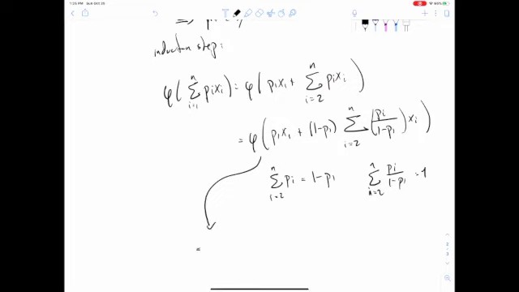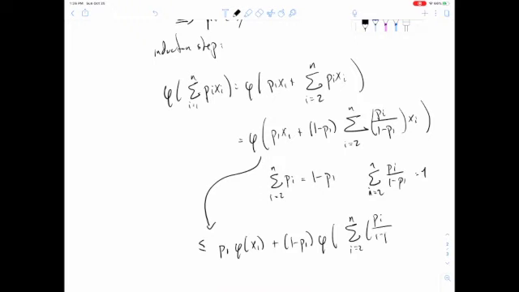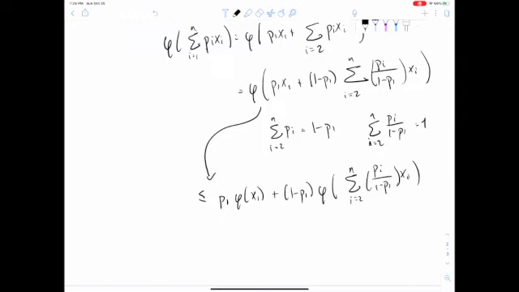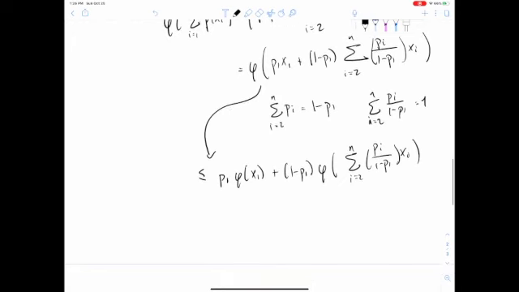This is, by the definition of convexity, less than or equal to p1 phi of x1 plus 1 minus p1 phi of this sum, the sum of pi xi over 1 minus p1. Okay. Just because p1 and 1 minus p1 add up to 1, so that's just the definition of convexity.